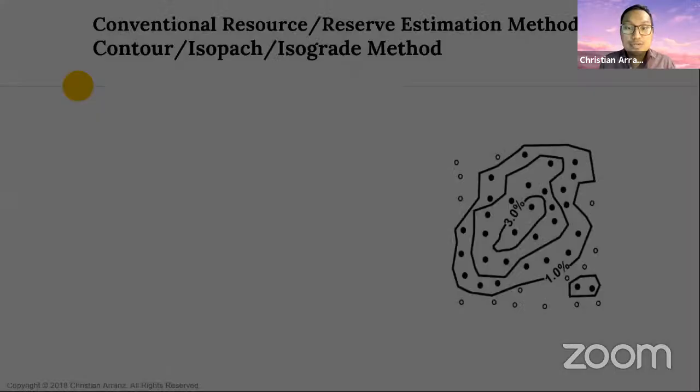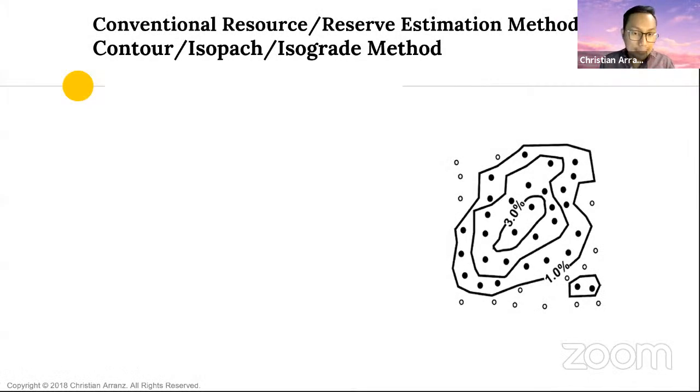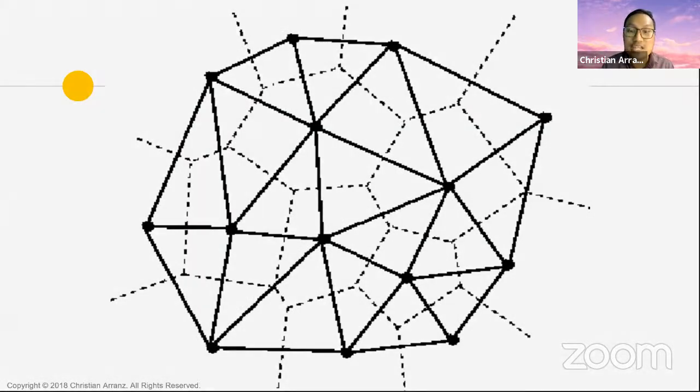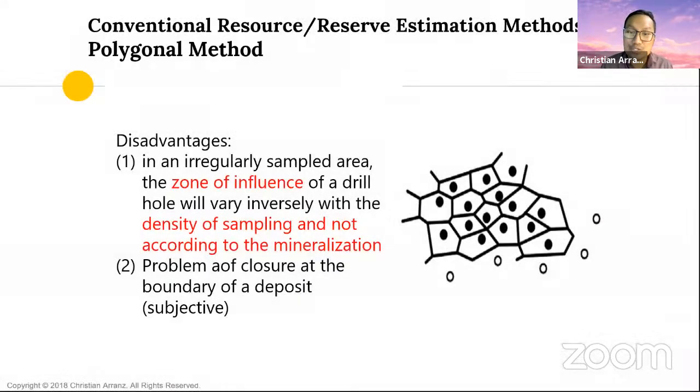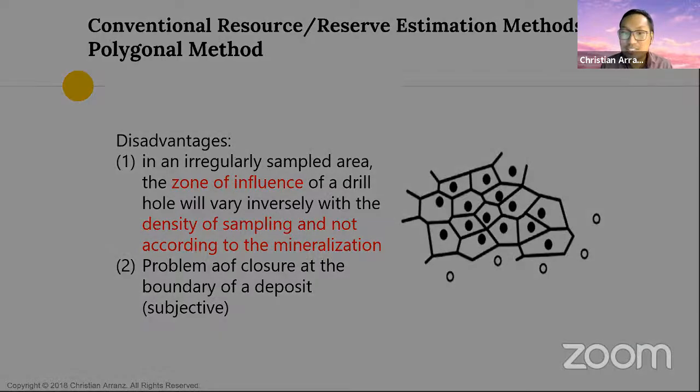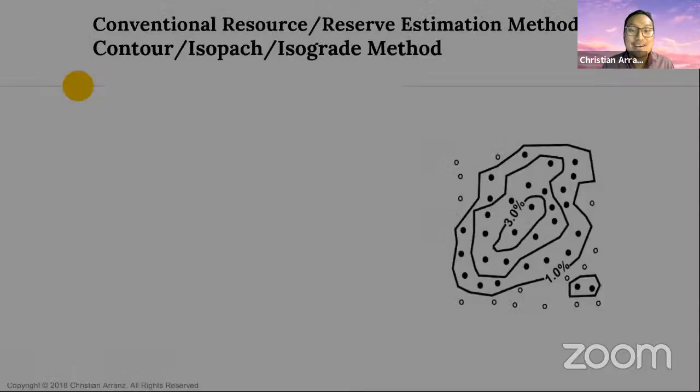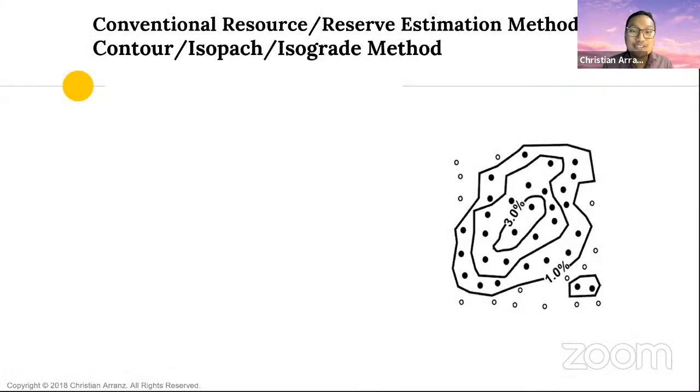Okay. So next, we move on to the next method. So another, actually, may nag-comment, no, mukha daw siyang piatos. Actually, sometimes they call this as the piatos method kasi mukhang piatos yung mga polygons. Thank you for mentioning that. Mukhang piatos yung mga polygons. Okay. We move on to the contour, isopack, or isograde method.